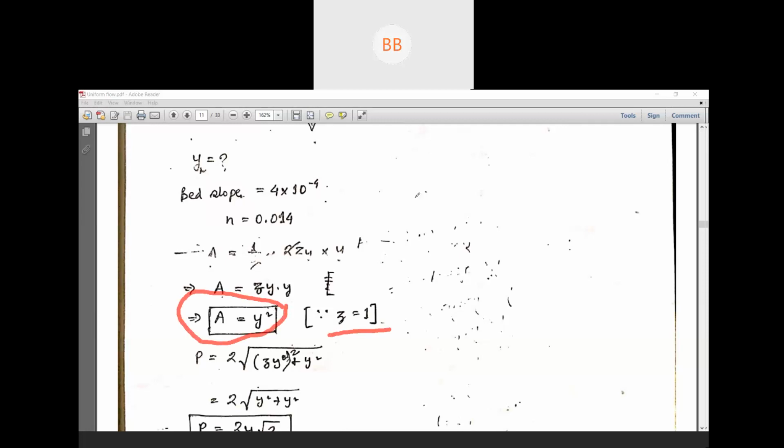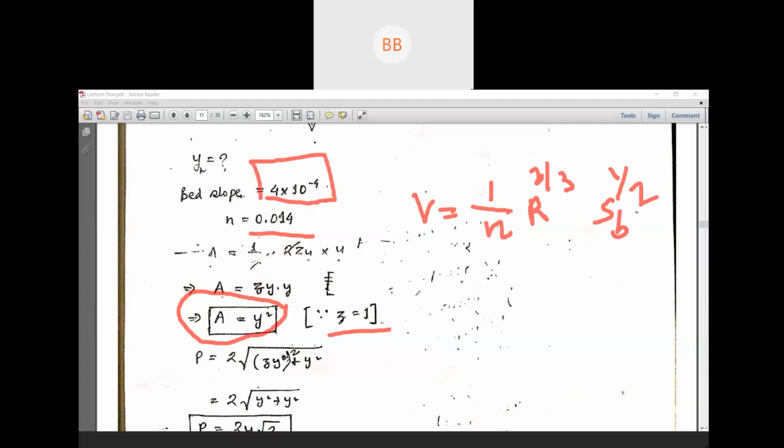Then to find out velocity, as Manning's roughness coefficient is given, we have to use Manning's equation, that is V equal to 1 by n R to the power 2 by 3 S_B to the power half. In this equation, n is given, bed slope is also given, that is 4 into 10 to the power minus 4. What is left out? We need to find out R. To find out R, we have area by wetted perimeter. Then you find out the wetted perimeter, substitute here, find out R, and you find out velocity.